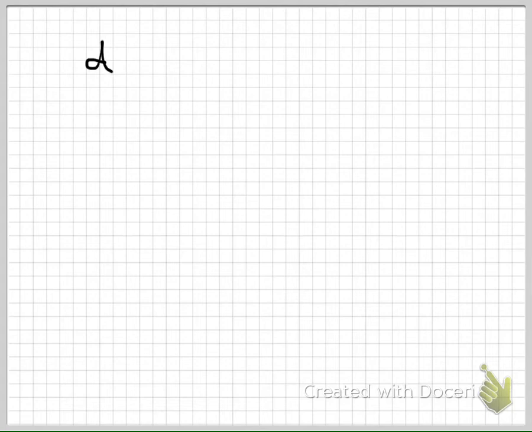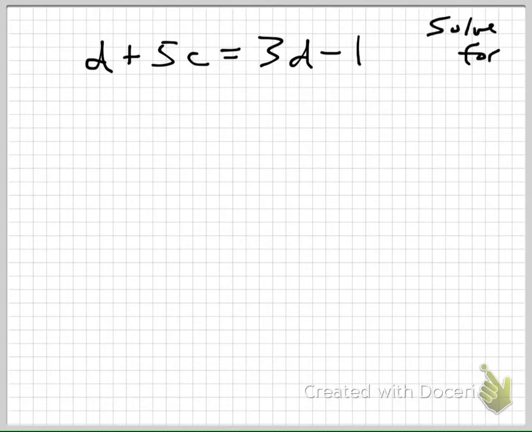Just see d plus 5c equals 3d minus 1, and you're solving for d. Solve for d. Okay, do your best to try to move everything and then adjust and combine. And okay, you got it. For real. As up here.